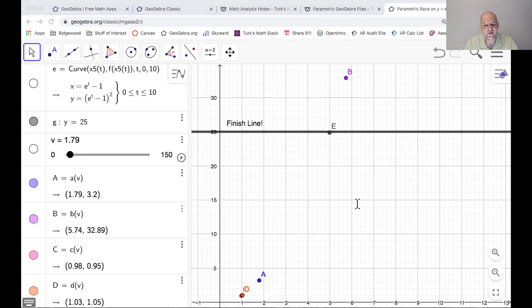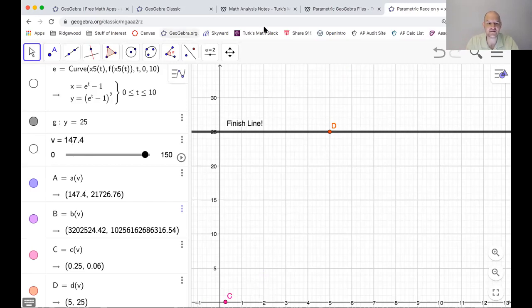So these are the sorts of questions we can answer. 147.4. We can create a race and we can hold the race and we can see when everybody's going to get to certain places. That's what parametric gives us that we just don't have if we're not using parametric.